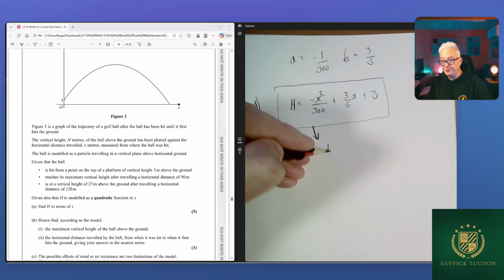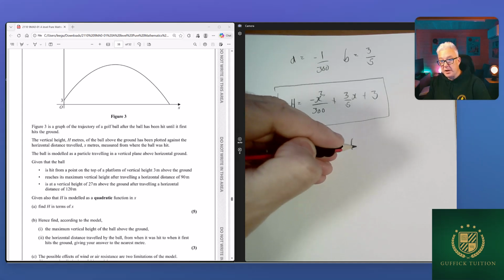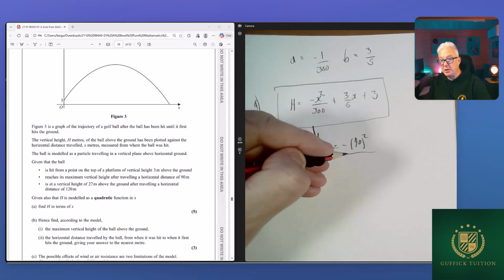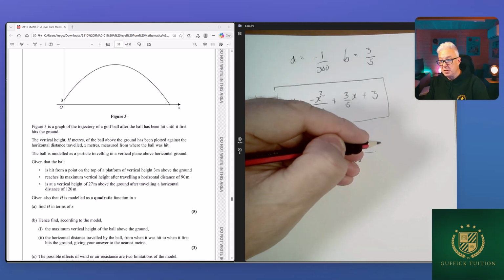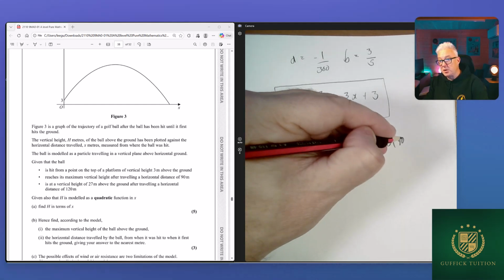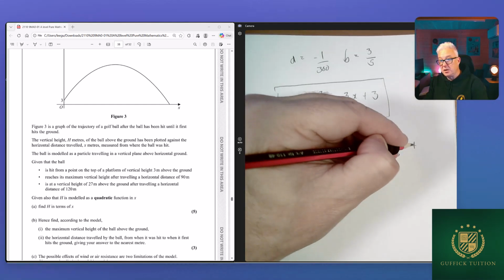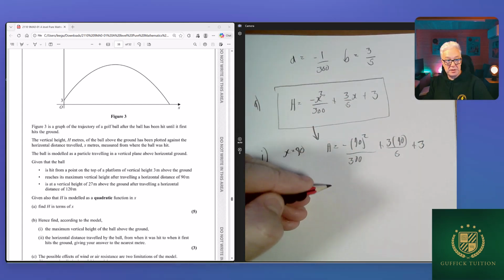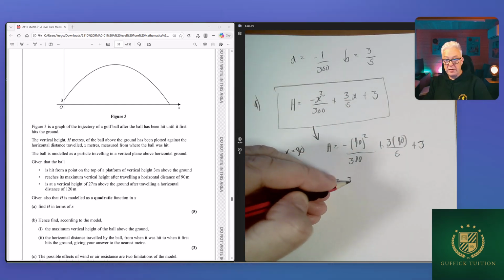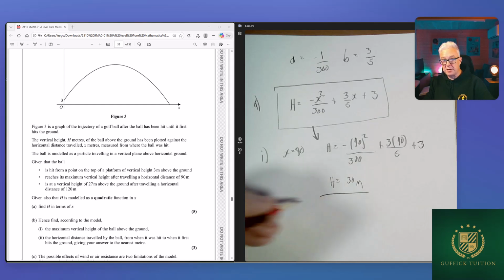So that is going to be minus 90 squared over 300 plus 3 times 90 over 5 plus 3, and when we work that out, that gives us a value of 30 meters. Okay, so 30 meters is our maximum height.